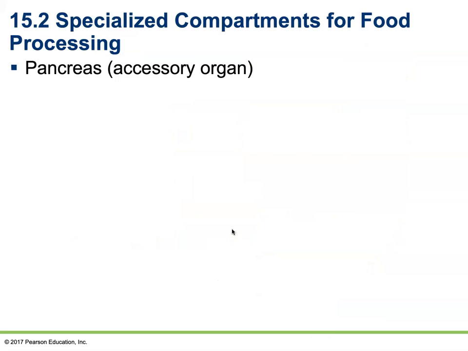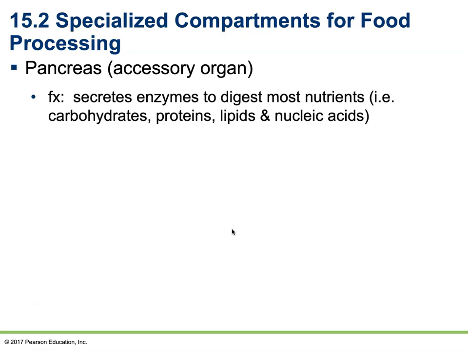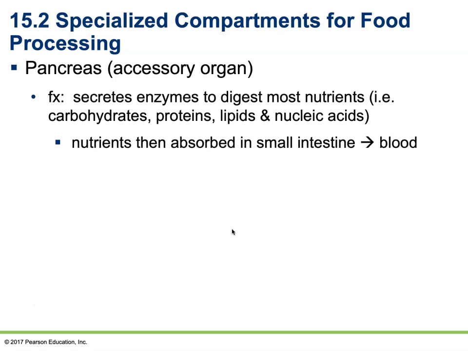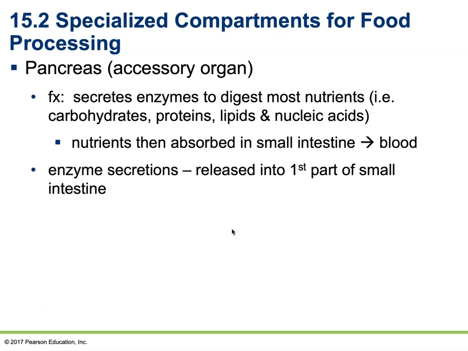That's our large intestine. We're going to move now into some of the accessory organs that we've already mentioned, but we're going to spend just a little bit of time with them. The pancreas, its primary function is going to be to secrete enzymes to digest most of your nutrients. So things like carbohydrates, proteins, lipids, nucleic acids. The nutrients are then going to be absorbed into the small intestine, into the bloodstream. The enzyme secretions are going to be released into the initial part of the small intestine.